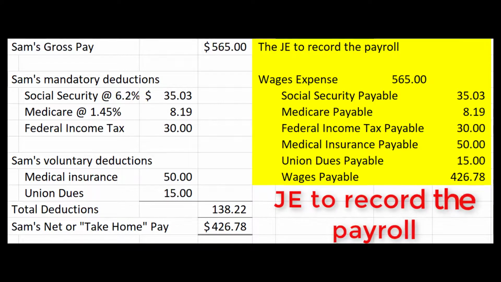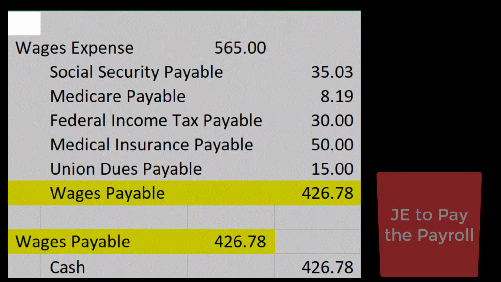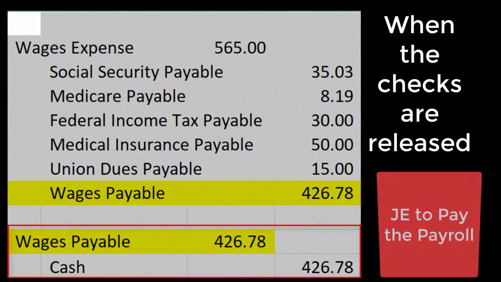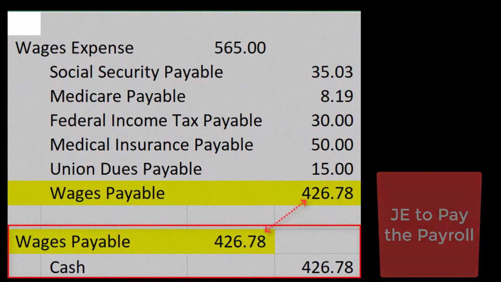This is the journal entry to record the payroll. It intimidates some students because of its length, but if you take it step by step, it's really not that bad. The journal entry to pay the payroll once the payroll checks are released is a debit to wages payable to get the liabilities off the books and a credit to cash. Notice that this is the amount of the net pay.